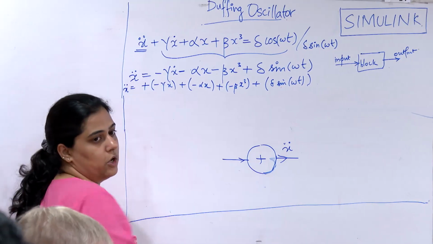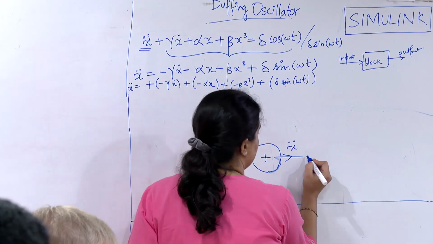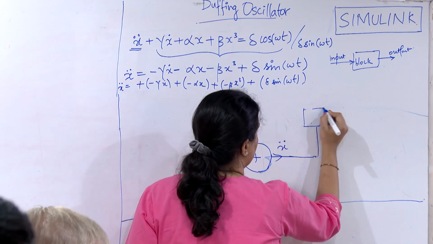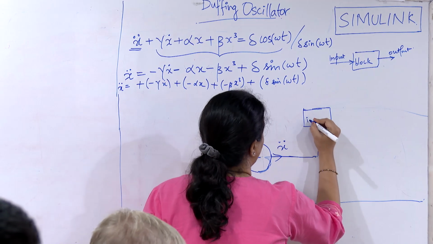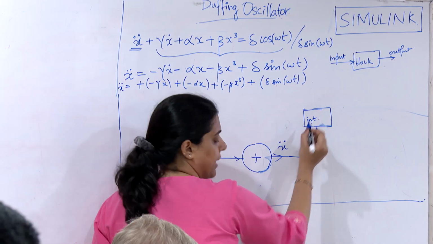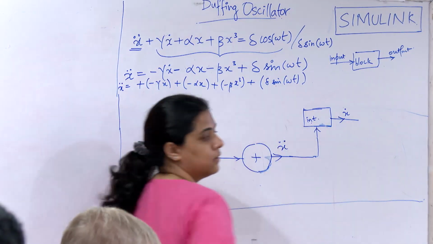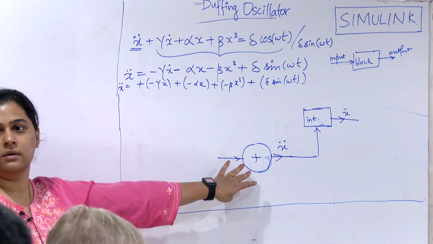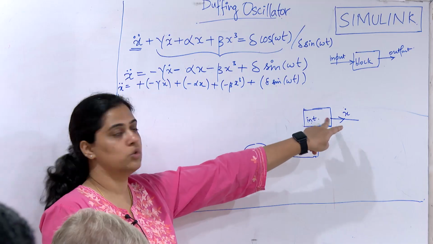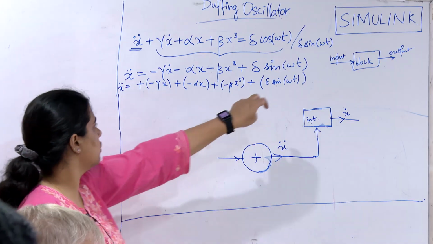So you got x double dot here, right? You integrate it once, you will get x dot, correct? So if I put an integrating block here, I'll just write int for understanding now. Once my x double dot goes inside, what will be my output? It will be x dot. Is this clear? I am just giving x double dot as an input to the integrating block. It will integrate, so what will it give you? X dot.